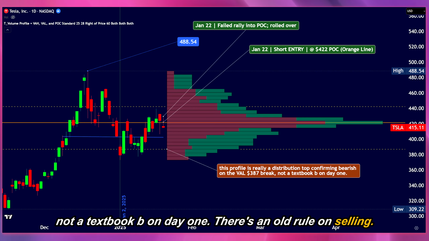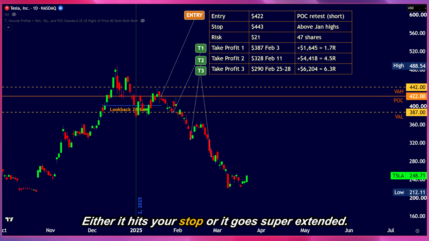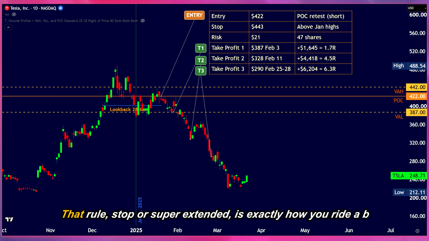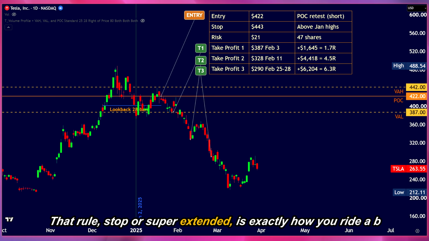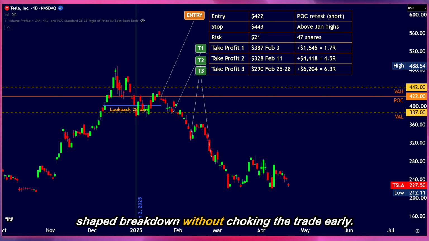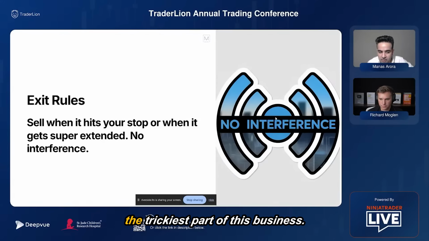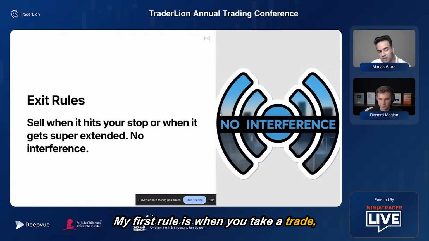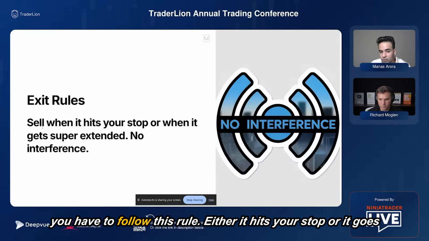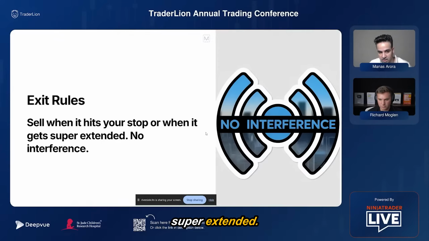There's an old rule on selling. Either it hits your stop or it goes super extended. That rule, stop or super extended, is exactly how you ride a B-shaped breakdown without choking the trade early. Selling is the trickiest part of this business. My first rule is when you take a trade, you have to follow this rule. Either it hits your stop or it goes super extended.